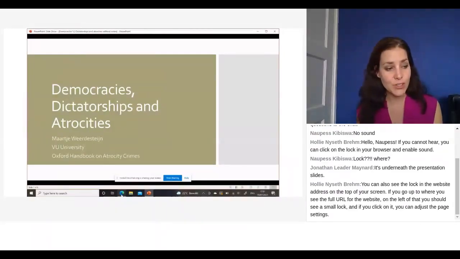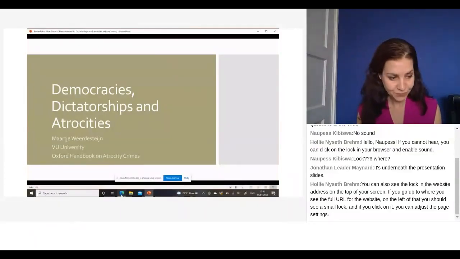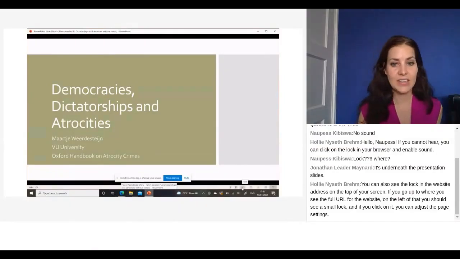The first is to provide an overview of the state of the art on the literature that analyzes the relationship between regime type and the likelihood that genocide and mass atrocities occur. And secondly, I want to try to push the debate forward by combining insights from both qualitative as well as quantitative strands of literature on this topic, which I think is needed.